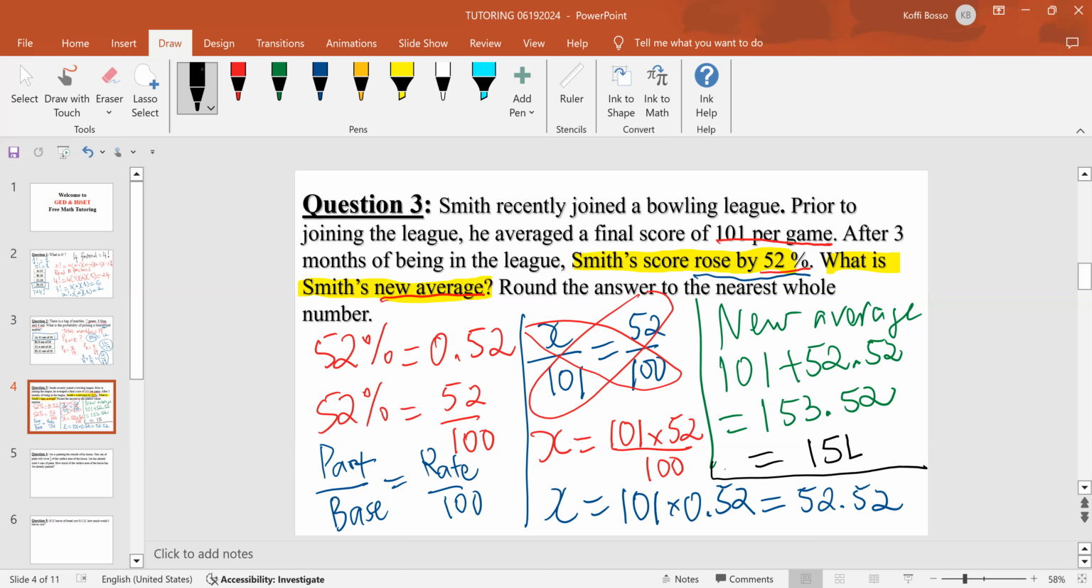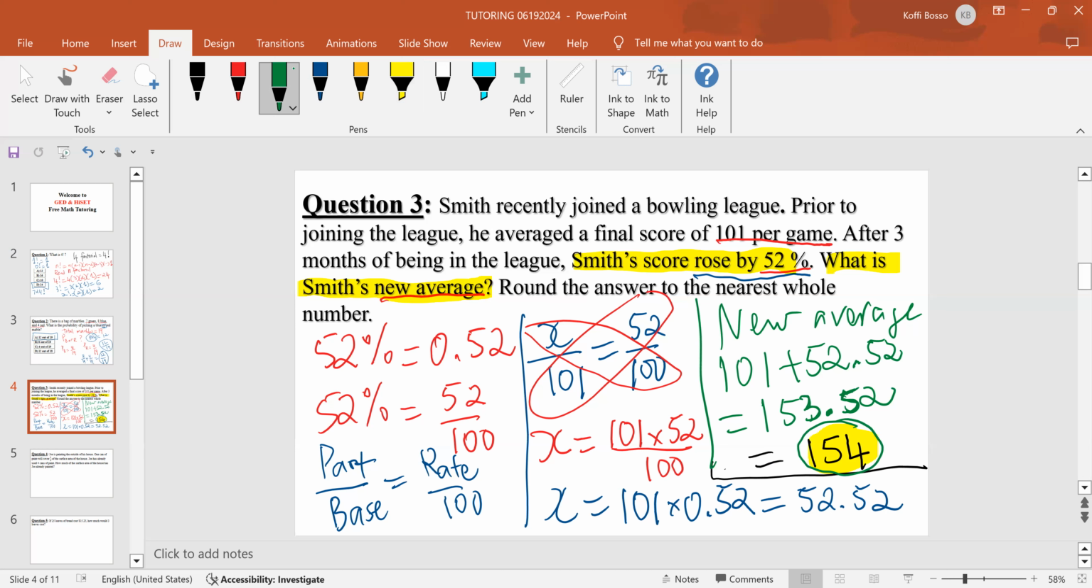This will be 154. It's 154 because after the 3, here we have a 5, and that 5 tells you that the 3 goes up to 4. So the answer to this question is 154.